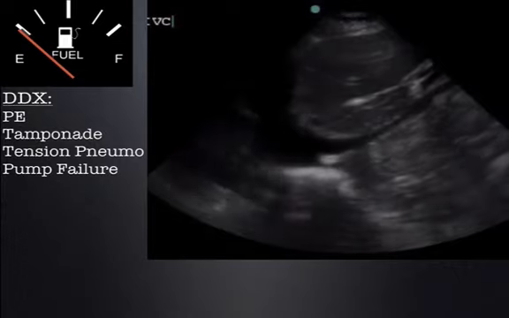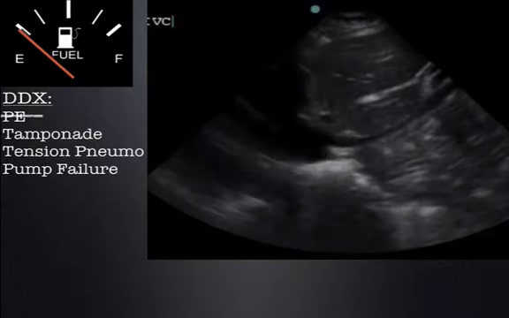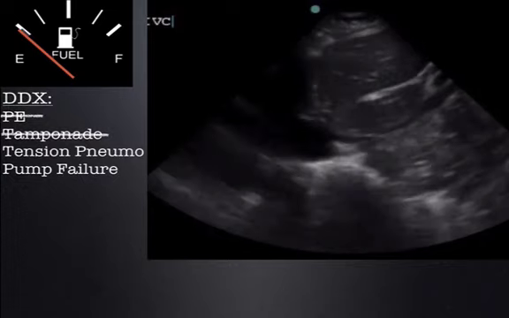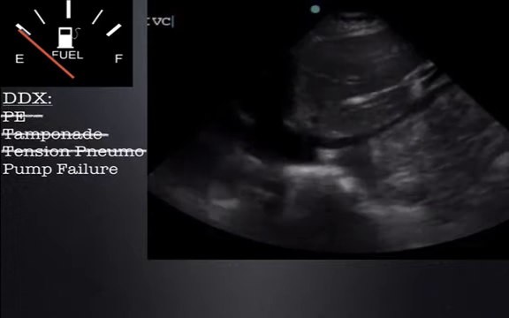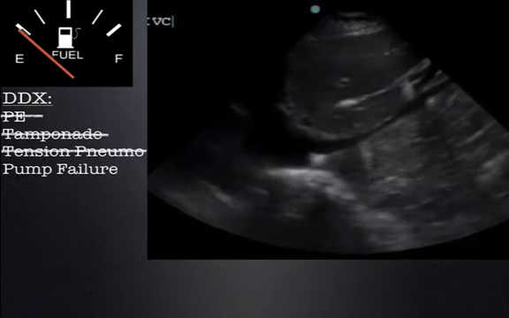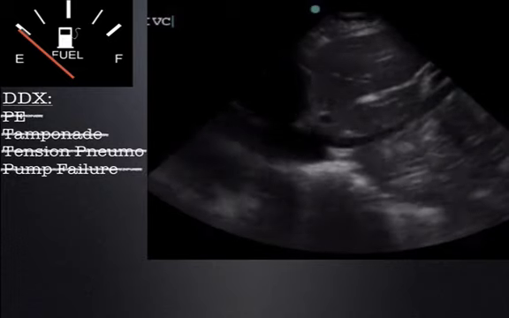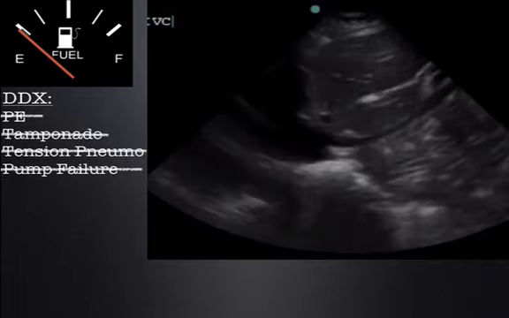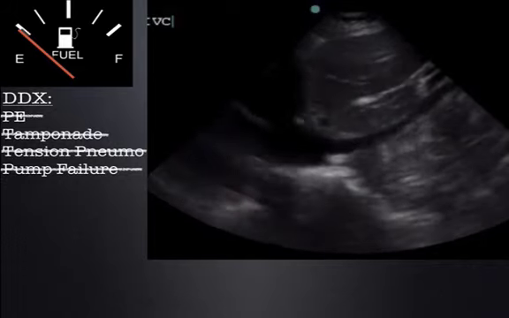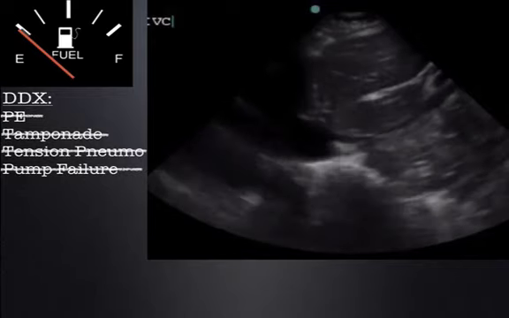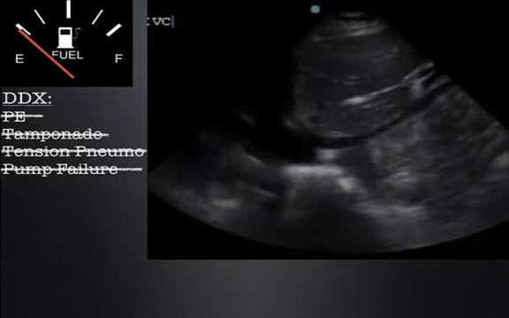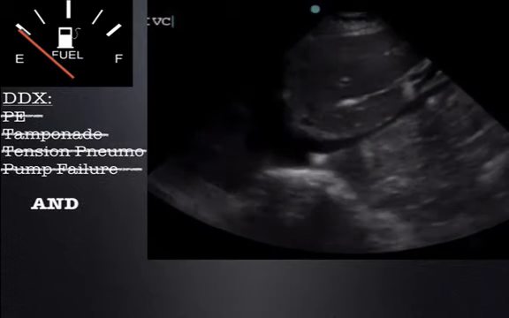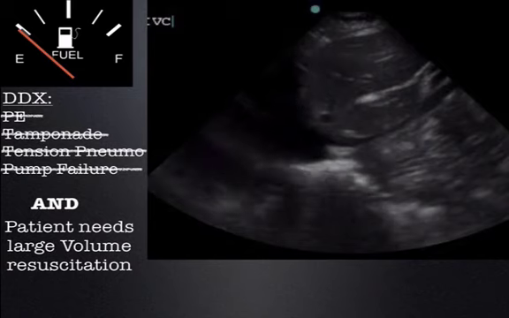So we know this subject doesn't have a large central pulmonary embolus. We know that this subject doesn't have tamponade. We know that the subject doesn't have a tension pneumothorax. And we also feel pretty confident that this patient doesn't have pump failure. Okay, all four of these diagnoses would be an impedance to forward flow, and you would see a backup of blood back through the IVC. So we can feel pretty confident taking those four diagnoses off the table really early in the course of our patient's evaluation. In addition, we know that this patient needs large volume resuscitation.